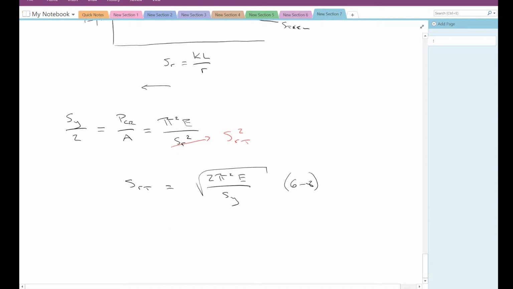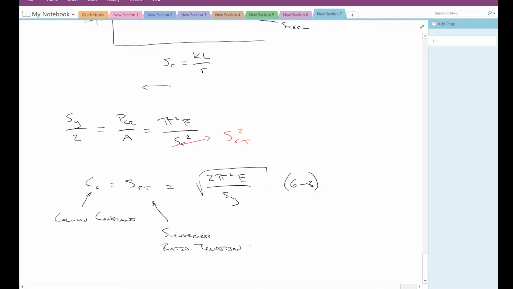Now another term for our slenderness ratio in transition is our column constant, denoted by C subscript C here. So we have our column constant and our slenderness ratio transition.